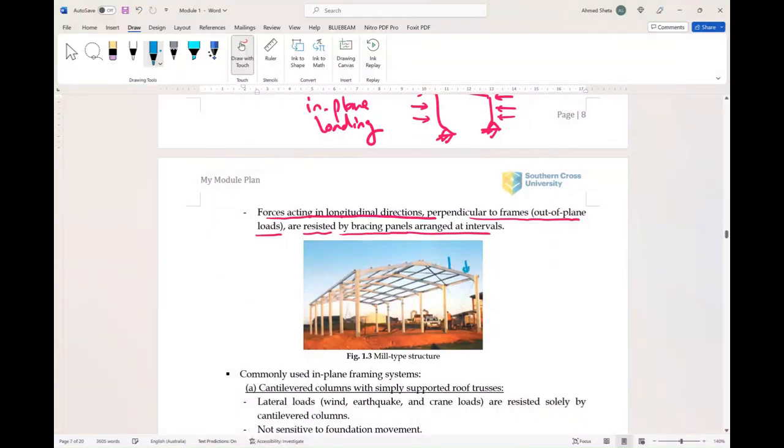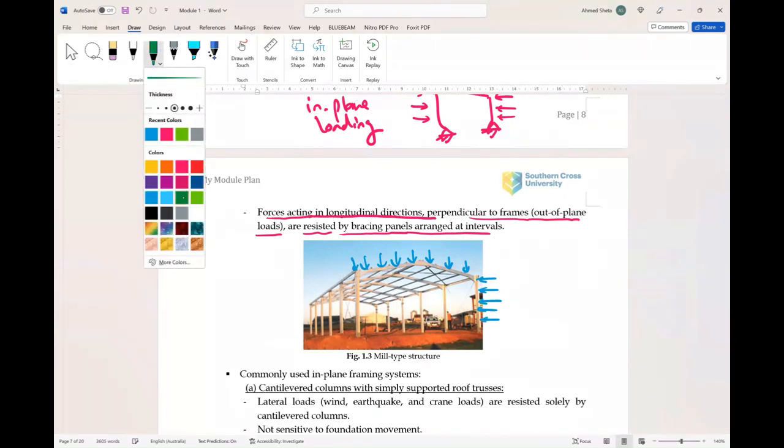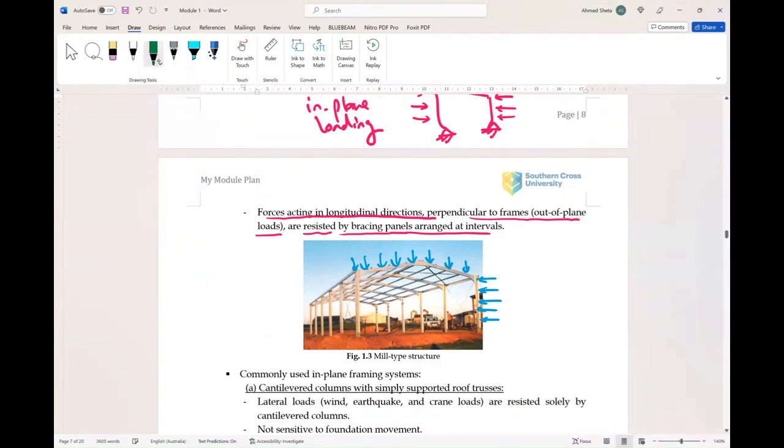So all these in-plane loads are resisted by the frame, and also in this direction they are resisted by the frame. But when we have loads in this direction, perpendicular to the figure, these loads are resisted by the bracing here, and also the roof bracing here.